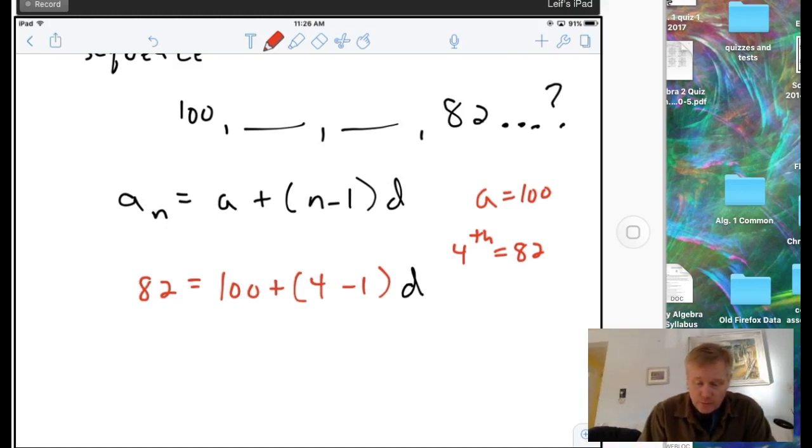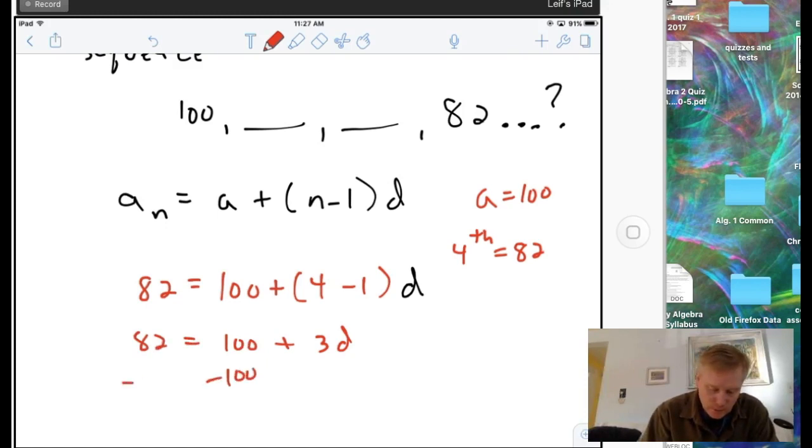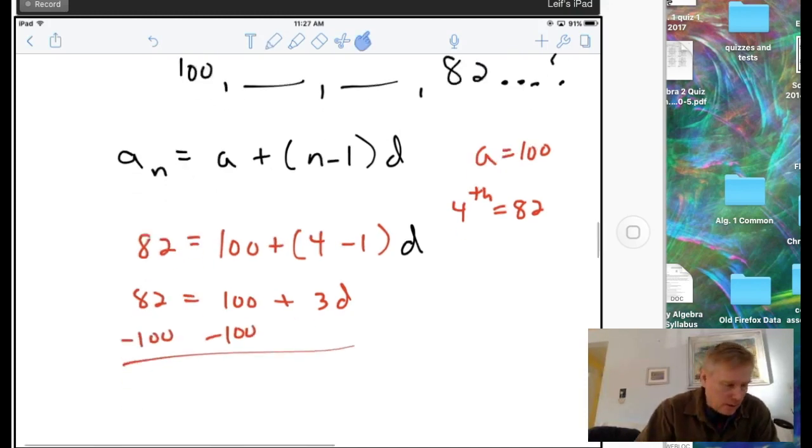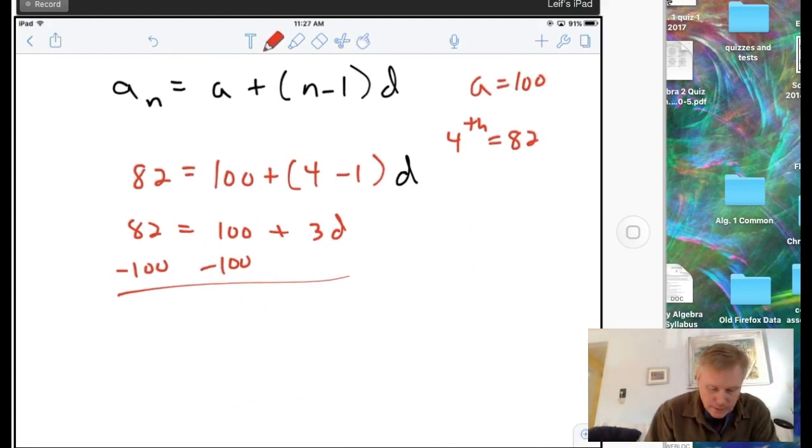So now if I do out the math, that's 4 minus 1 is 3D plus 100 equals 82. This is an easy equation now to solve. Subtract 100, and I get negative 18 equals 3D. Therefore, D is negative 6.